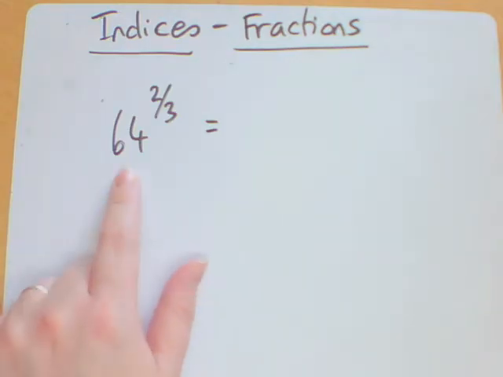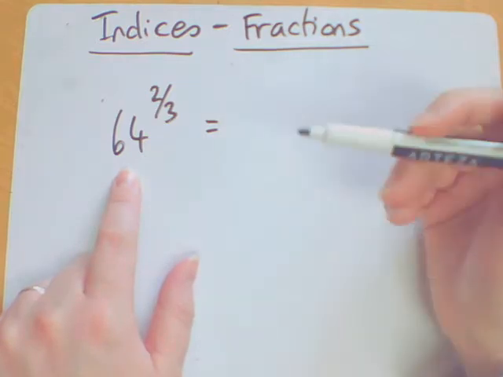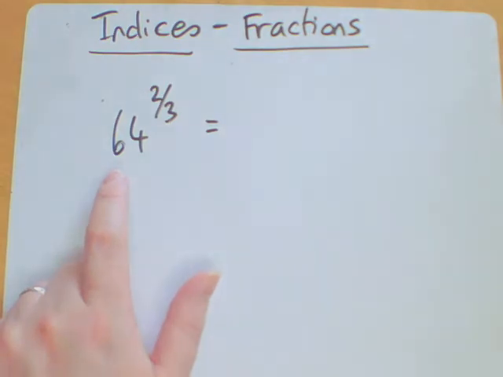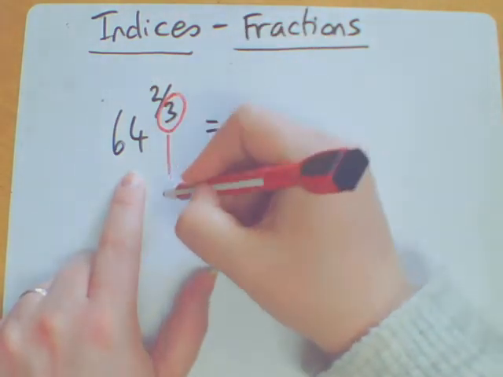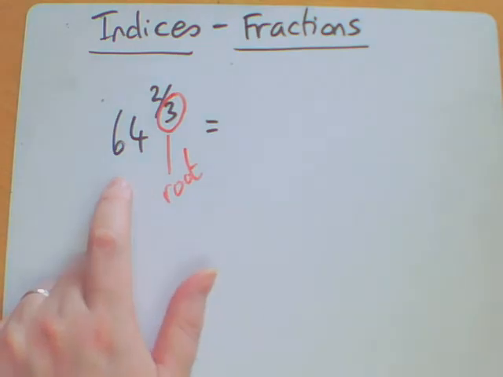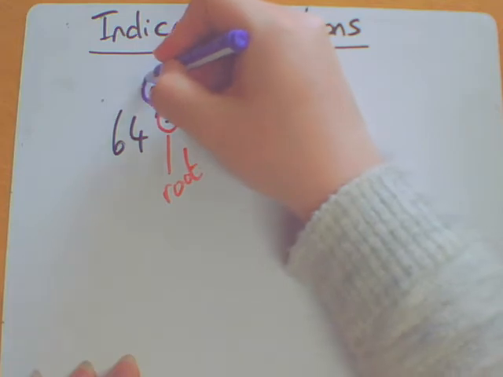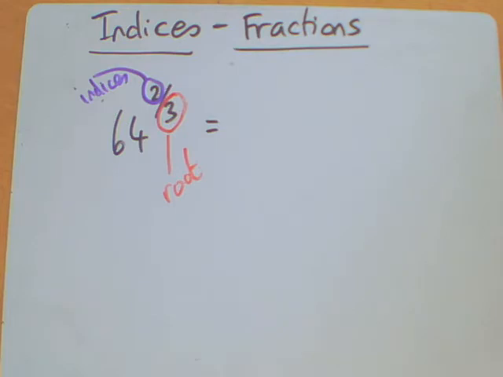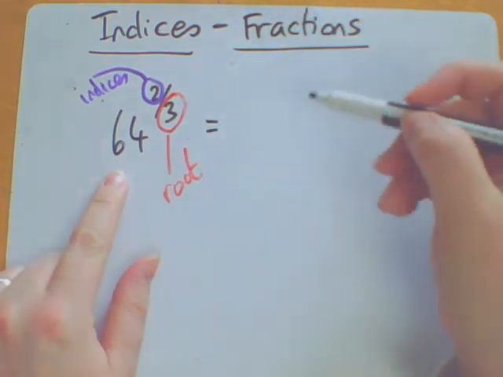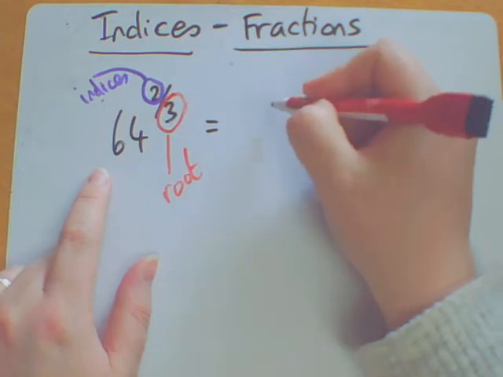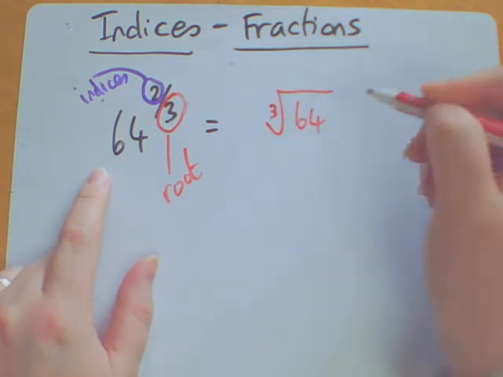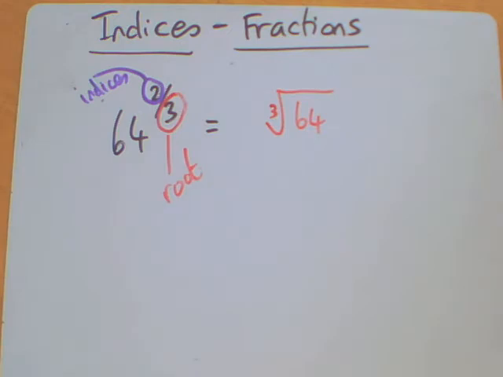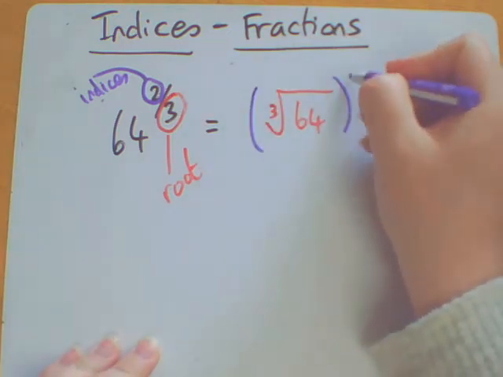So here we've got one with a fractional indice and it is 2 over 3. So it's clearly not 1 over. So what this is going to do is tell you what to root it by. So cube root it, square root it, fourth root it. And this numerator is going to tell you what to do with it as an indice. So if we look at this question here, it is telling me to do the cube root of 64. It is then telling me to square that answer.